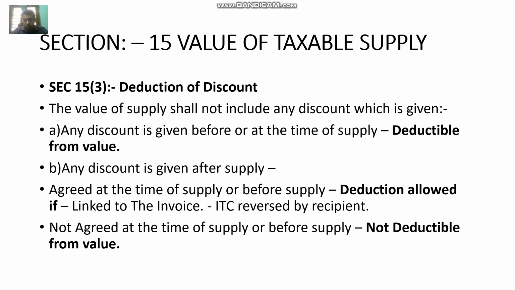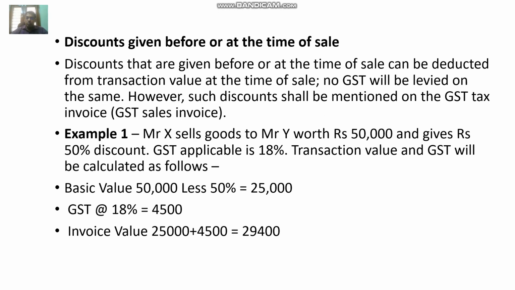If discount is not agreed at the time of supply or before supply, then we cannot deduct discount from the GST calculation. Now we can understand it with an example. If discount was given at the time of supply or before supply, then its value will be reduced from the value of invoice and GST will be levied on the net value. For example, if there is an item of 50,000 and there is discount of 50%, then basic value will be taken as 25,000 and 18% GST on that will be 4,500 only.